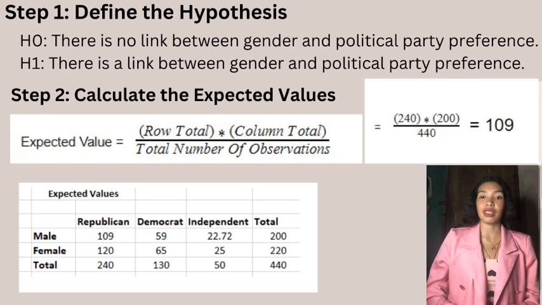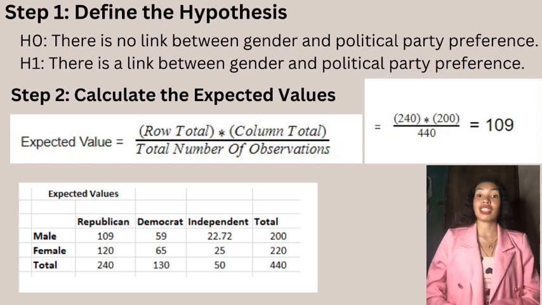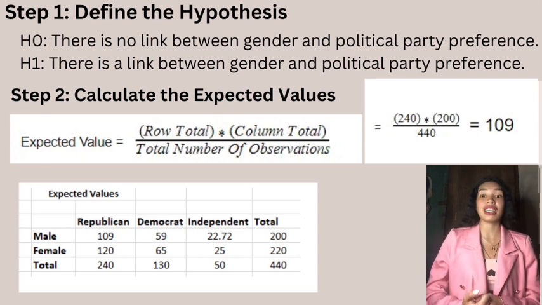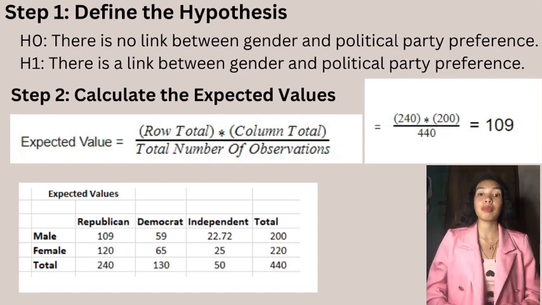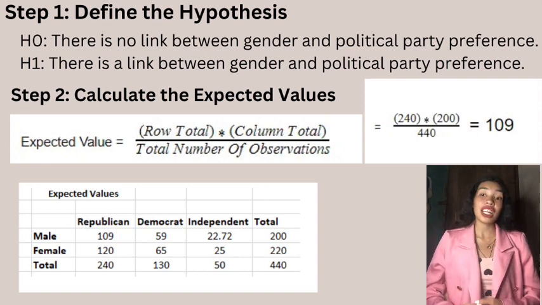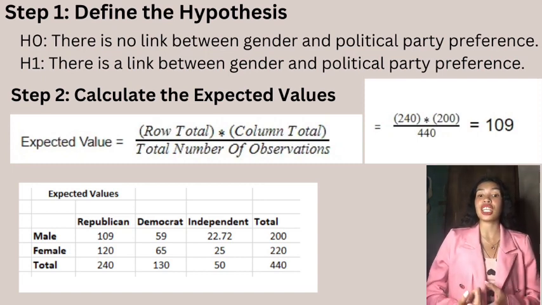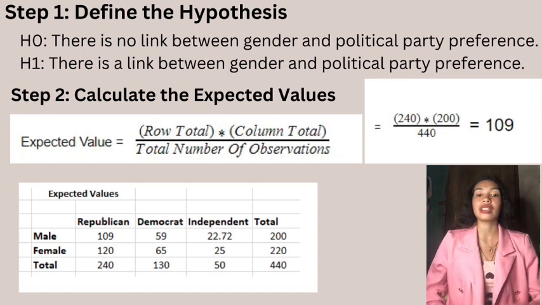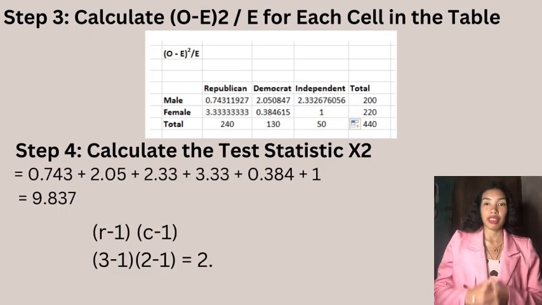Calculate the expected values. Now, you will calculate the expected frequency. So, we have expected value equal to row total times column total over total number of observations. So, for example, the expected value for male Republicans is 240 times 200 over 440, and that is equal to 109. So similarly, you can calculate the expected value for each of the cells shown in the table. So let's proceed to step 3.